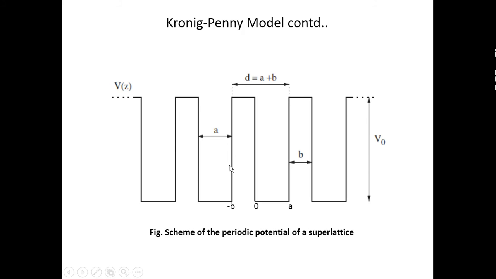Now let us consider a reference well. The well thickness is A, so let us consider this as 0 to A, and here the barrier thickness is 0 to minus B. We consider the periodicity D is equal to A plus B between these two points: minus B, 0, A. This is the height of the potential, that is the barrier height V0. So this is the scheme of the periodic potential with the spatial periodicity D is equal to A plus B.